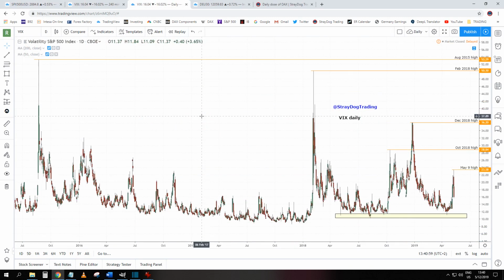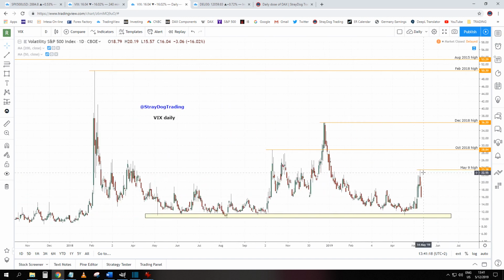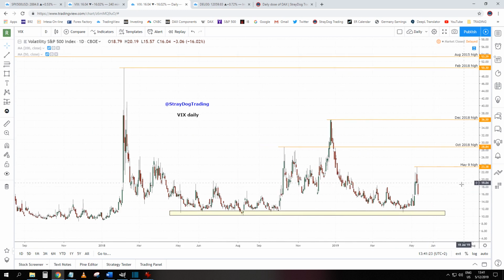And on VIX we got a move on Thursday. This is the May 9th high, and for a long time VIX wasn't above 20 from January this year, but then on Friday, of course, after this reversal, VIX went sharply to the downside. And again, this is another piece of the puzzle. No matter if you are a day trader, swing trader, or position trader, this is also something to watch.